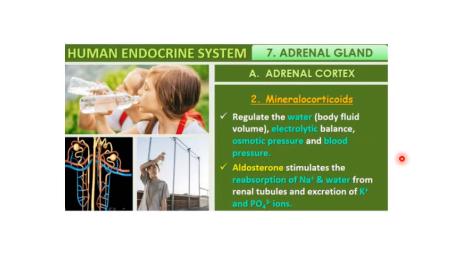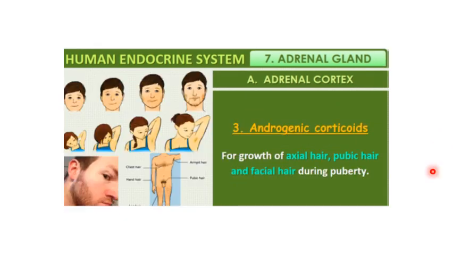The mineralocorticoids regulate the water balance and the electrolyte balance, osmotic pressure, and blood pressure. Aldosterone stimulates the reabsorption of sodium and water from renal tubules and excretion of potassium and phosphate ions. The androgenic corticoids are required for growth of axial hair, pubic hair, and facial hair during puberty.